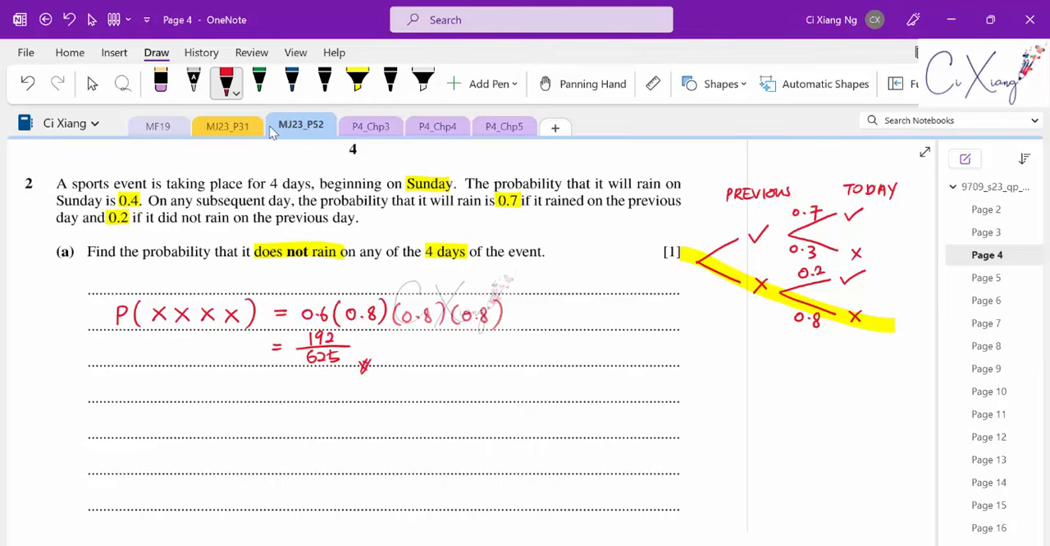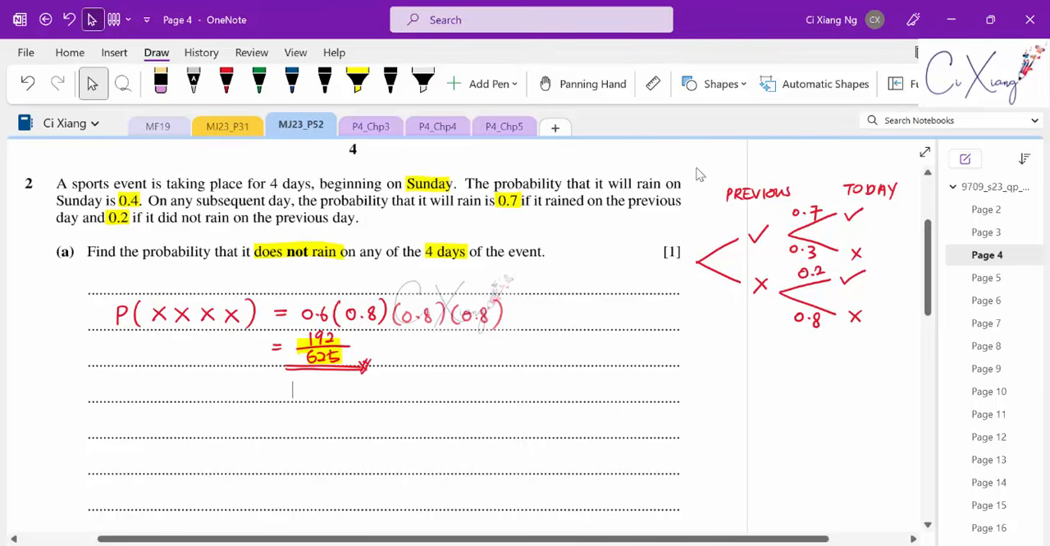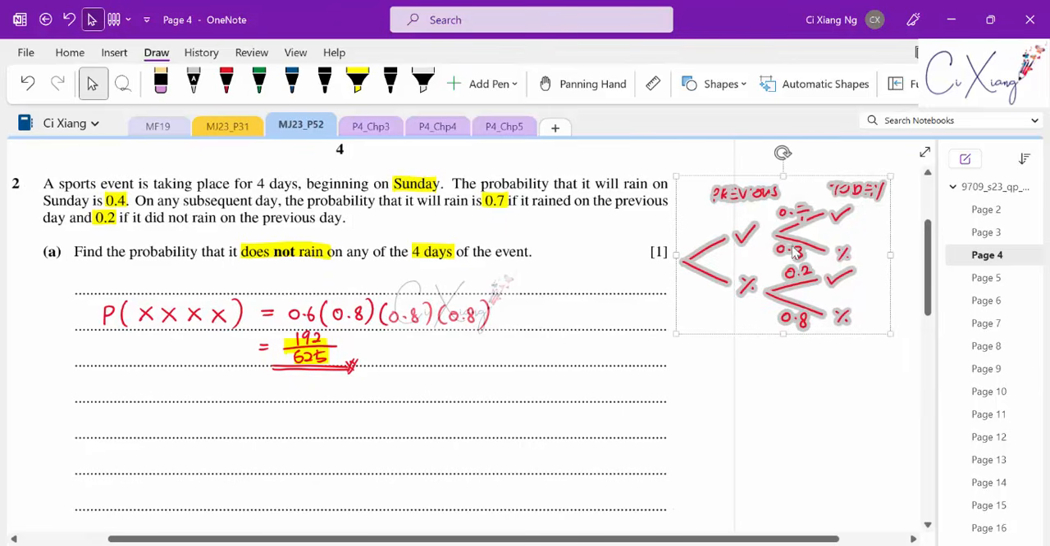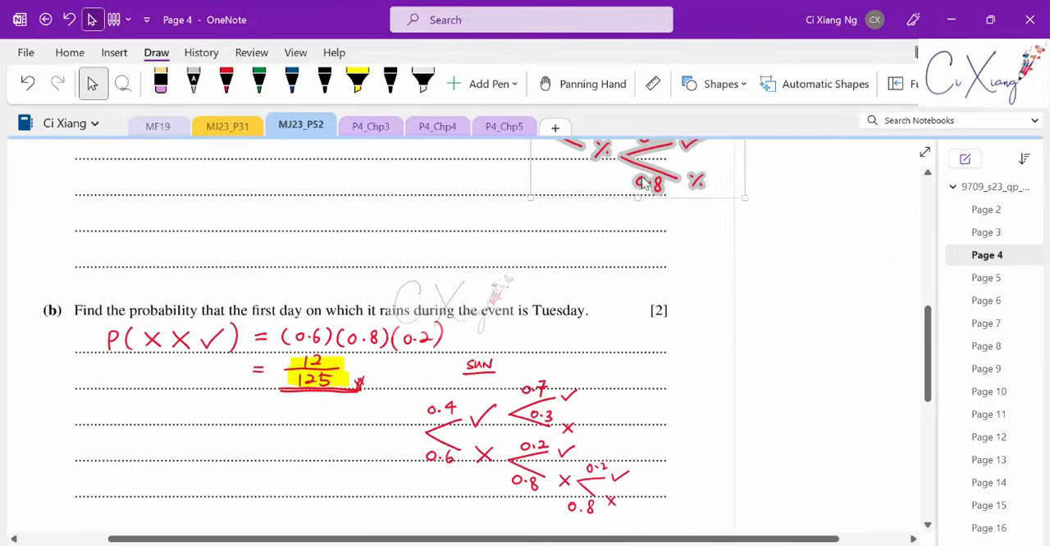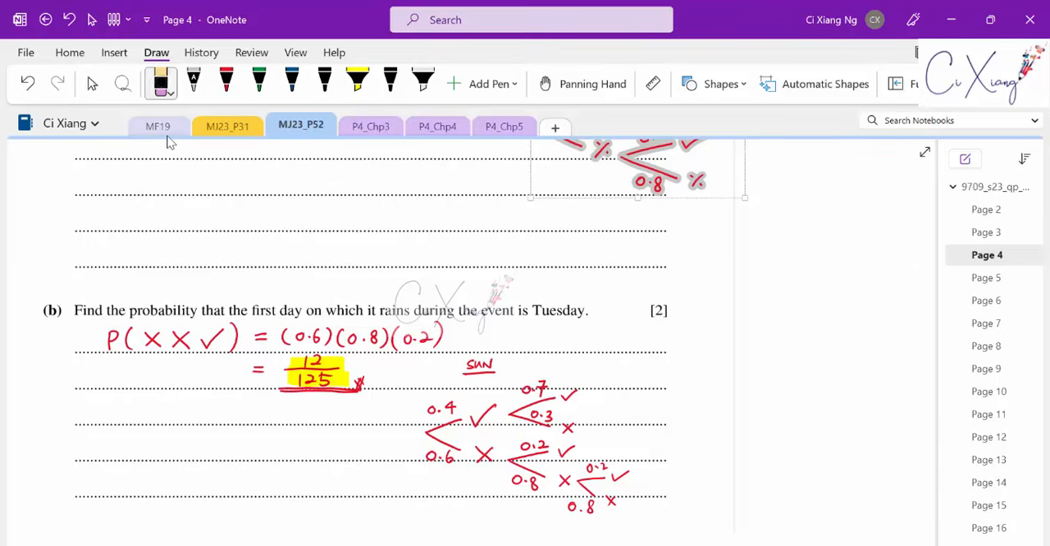Usually for me, I will keep my answer in the fraction form if possible. This will be the most accurate answer that we can get. Okay, so this is what we have for part A. Then now we'll want to continue to part number 2. Let's have a look for part B.